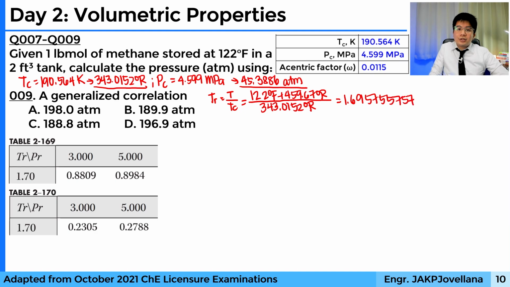For our interpolation purposes, we can round this to around 1.7. Next, we need to have a value of the reduced pressure. The reduced pressure is P sub R equals P over PC. This means we need P over PC of 45.3886 atmospheres. But currently, we are solving for pressure. Pressure is one of the unknown variables.